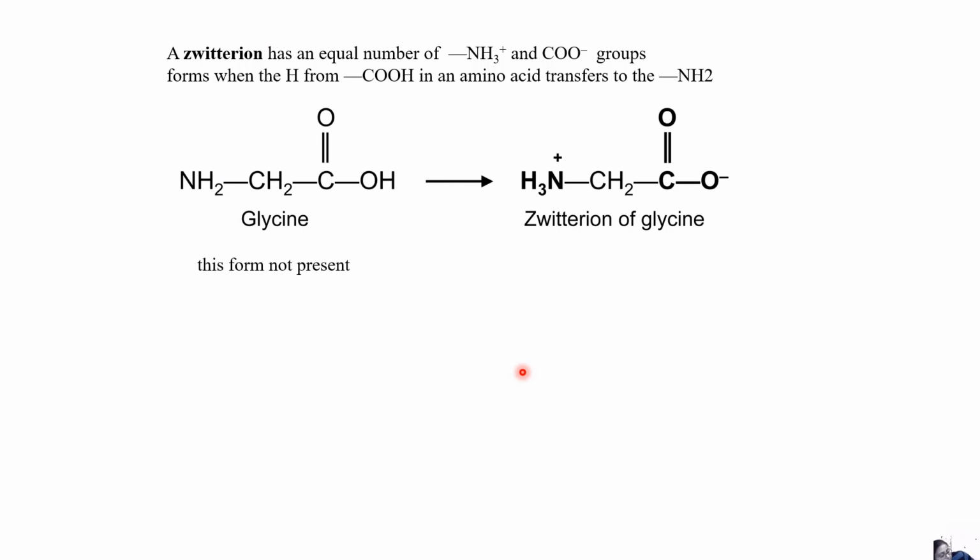Now, what is a zwitterion? A zwitterion has an equal number of NH3+ and COO- groups, and it forms when the H from the COOH in an amino acid transfers to the NH2 group. So this is glycine. The zwitterionic form of glycine will be this: COO-, NH3+.